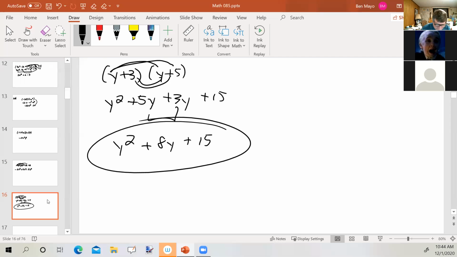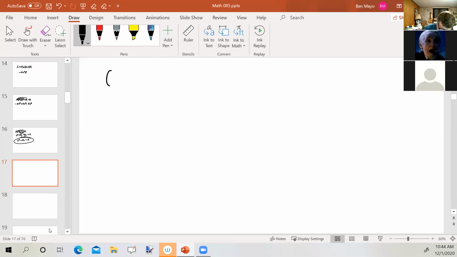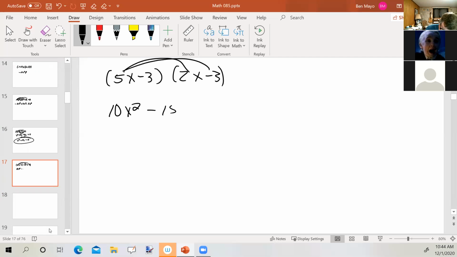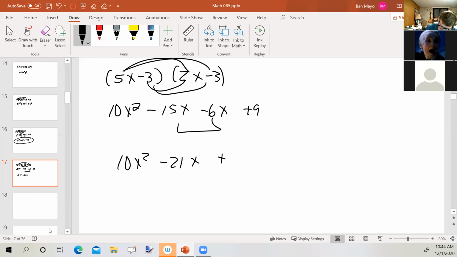Let's see. What if we've got 5x minus 3 times 2x minus 3? We get 10x squared minus 15x minus 6x plus 9. Combining like terms, 10x squared minus 21x plus 9. Any questions there? All righty.